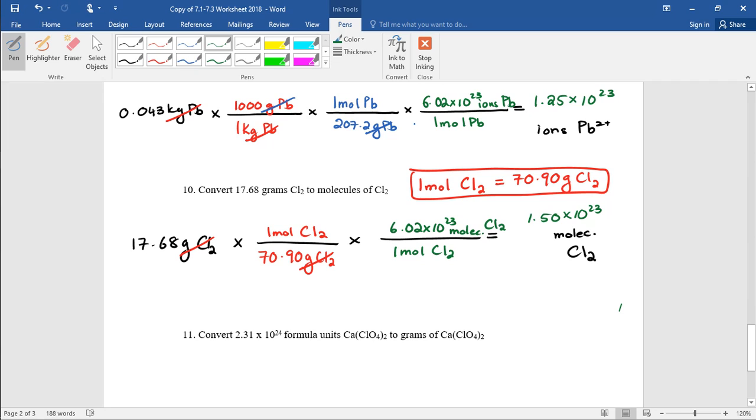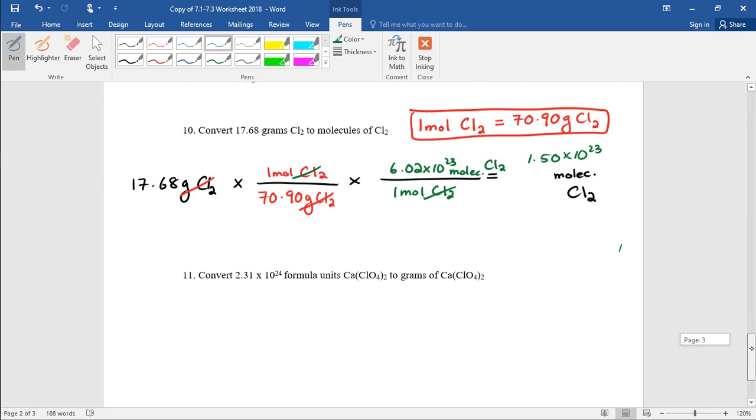Okay, one way to check if you're doing this correctly is to see if your units cancel out. So in the previous problem, kilograms cancel out, grams cancel out, moles and moles cancel out, and you're left with the unit that you want. In this one, grams of Cl2 cancel out, moles of Cl2 cancel out, leaving you with molecules. If your units don't cancel out diagonally, then you've gone wrong somewhere. So go back and check to see. Maybe you flipped a conversion factor, which is the most common error people make.